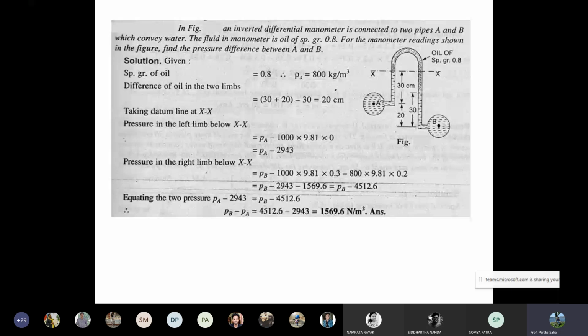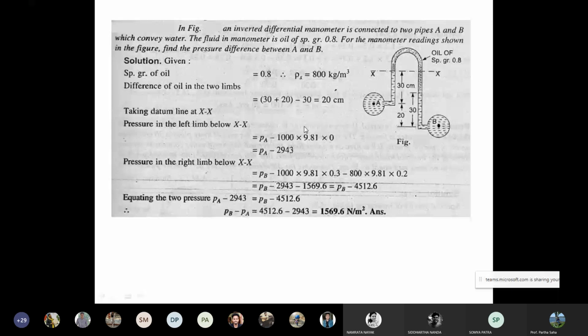So specific gravity of oil 0.8, so the density will be 800 kg per meter cube. Difference of oil in the two limbs: this is 30, this is 20. So 30 plus 20 minus 30, that is 20 centimeter. If we take this as the datum line, in the left limb pressure is PA minus ρ g h.